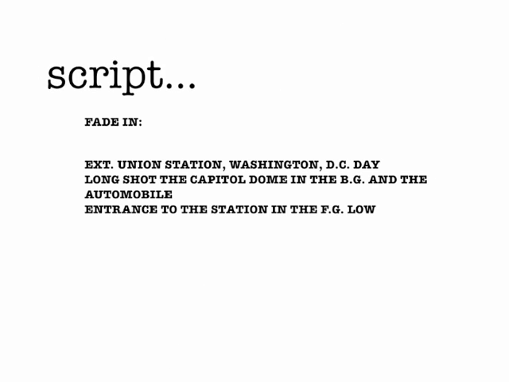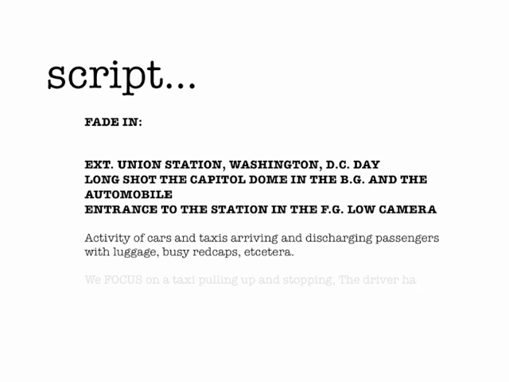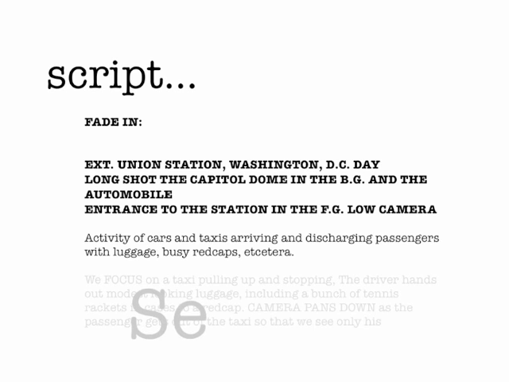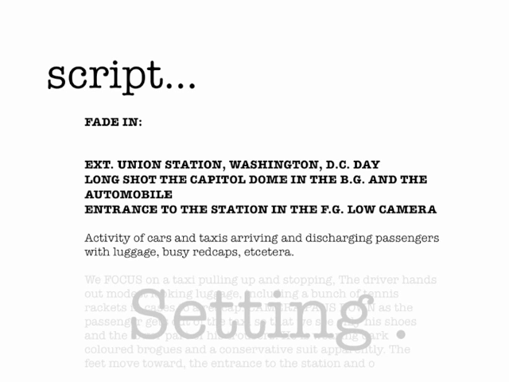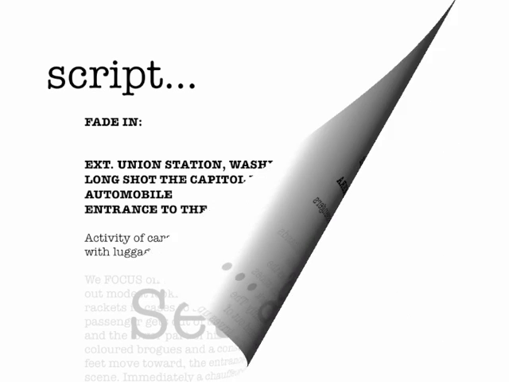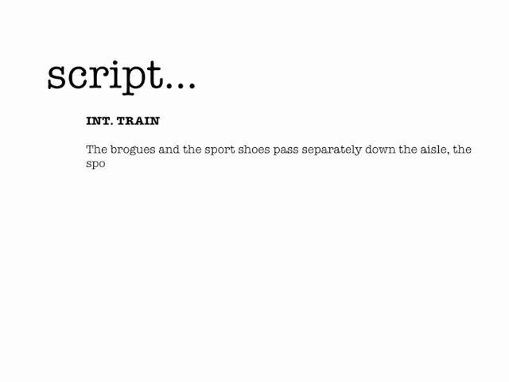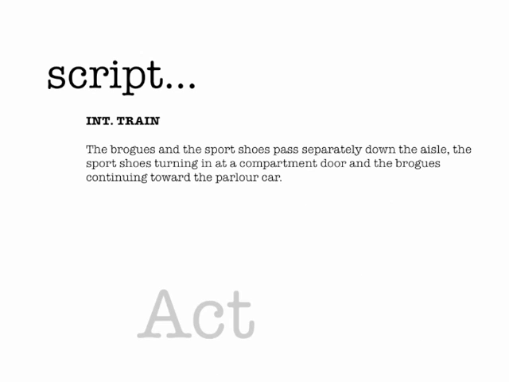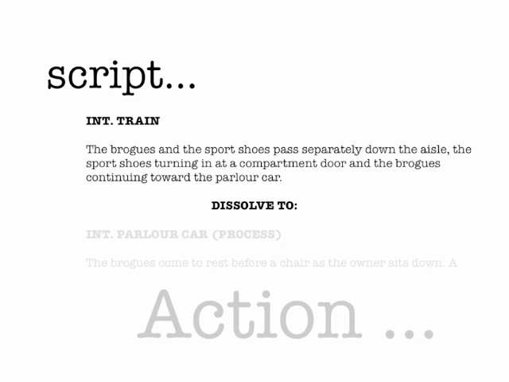Fade in, long shot of the Capitol Dome in the background and an automobile entrance to the station in the foreground. To set this scene, the writer has given us the establishing shot so the viewer is orientated to the setting and we are focused on the cars arriving at the station. Into this, we then write what we see is happening. In this case, the brogues and the sports shoes are passing us separately. This is a description of the action. We focus on what we see on the screen.